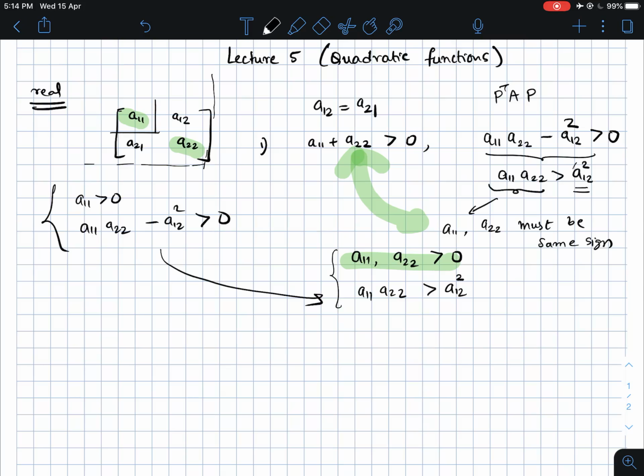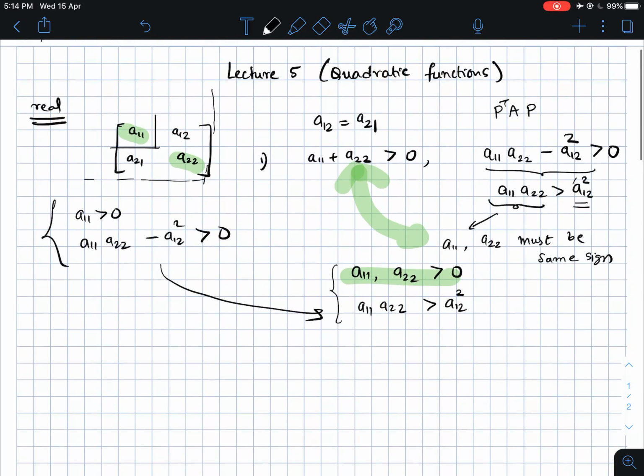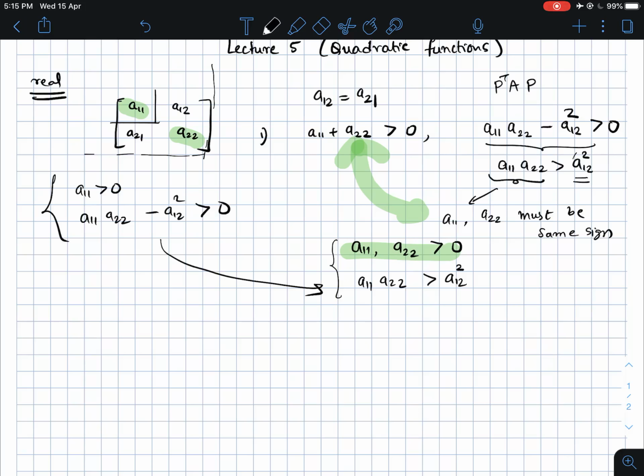So positive semi-definite is basically the same thing, with greater than 0 replaced with greater than or equal to 0. Right? That's about it.